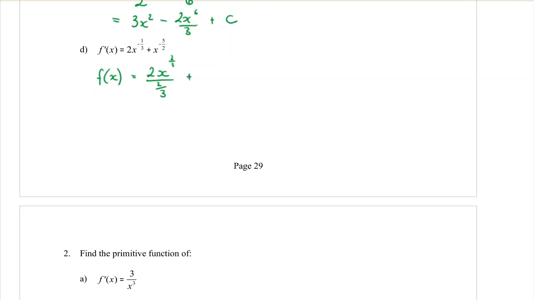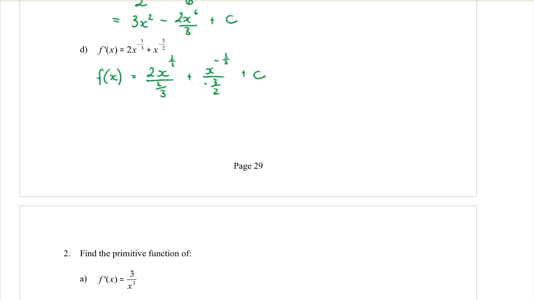Moving on to the next term, it is x to the negative 5 over 2. Add 1 to that power would be negative 3 over 2, good. Dividing by negative 3 over 2. And then adding on your c.